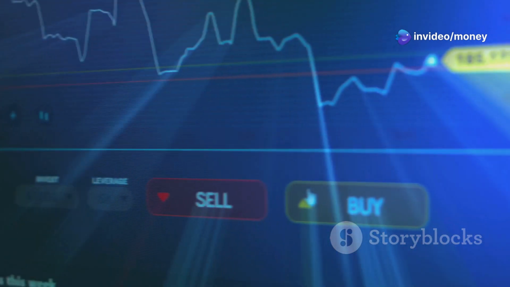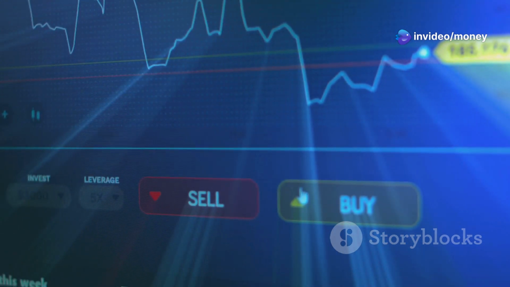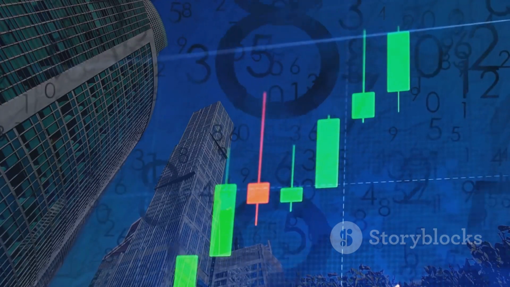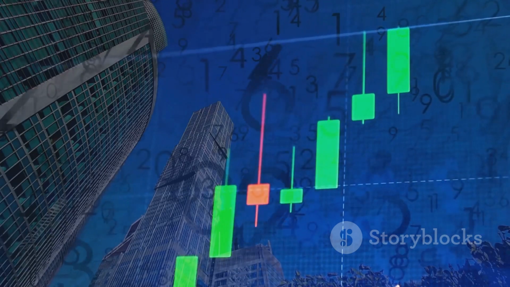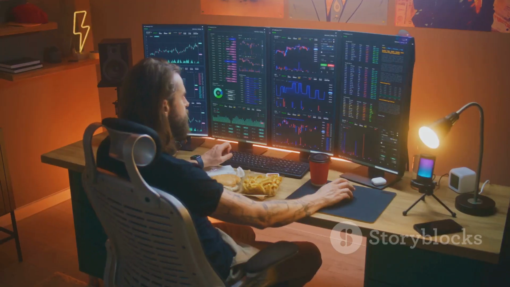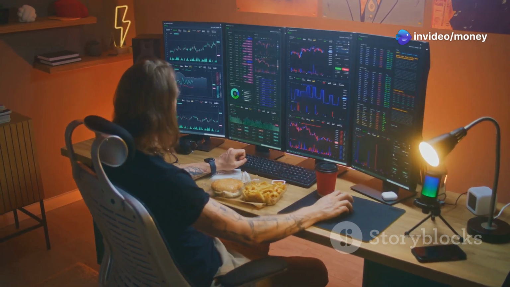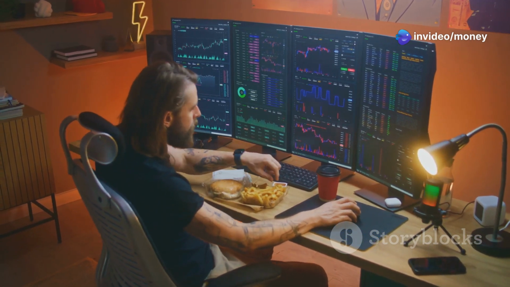The ADX is plotted on a scale of 0 to 100. Generally, readings above 25 indicate a strong trend, while readings below 20 suggest a weak trend or a ranging market. Now here's where it gets interesting. You can actually use the ADX to filter your trades and avoid getting chopped up in sideways markets.